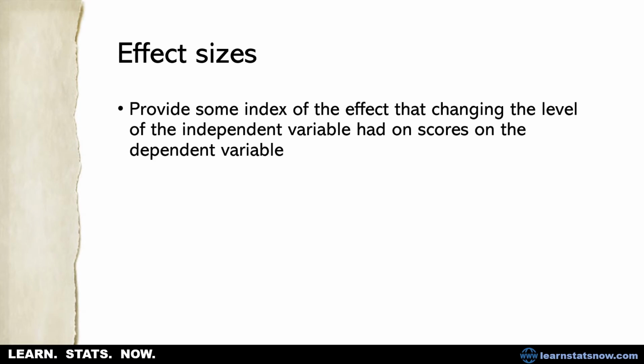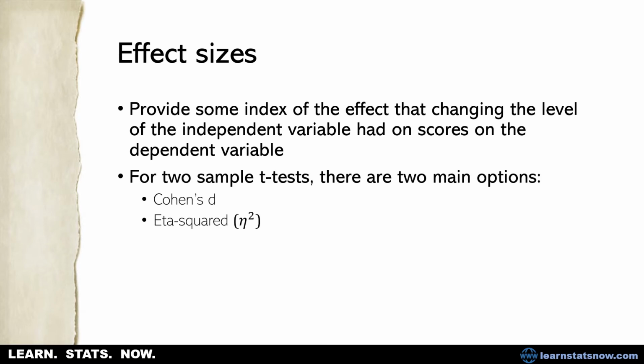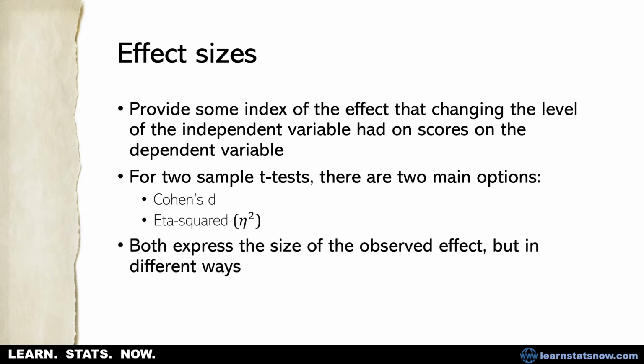They provide some index of the effect that changing the level of the independent variable had on scores on the dependent variable. And there's really, at this point with two-sample t-tests, two main options for effect size. One is called Cohen's d, and the other one is called eta squared. Both express the size of the observed effect, but in different ways. And in this video, we're only going to look at Cohen's d.